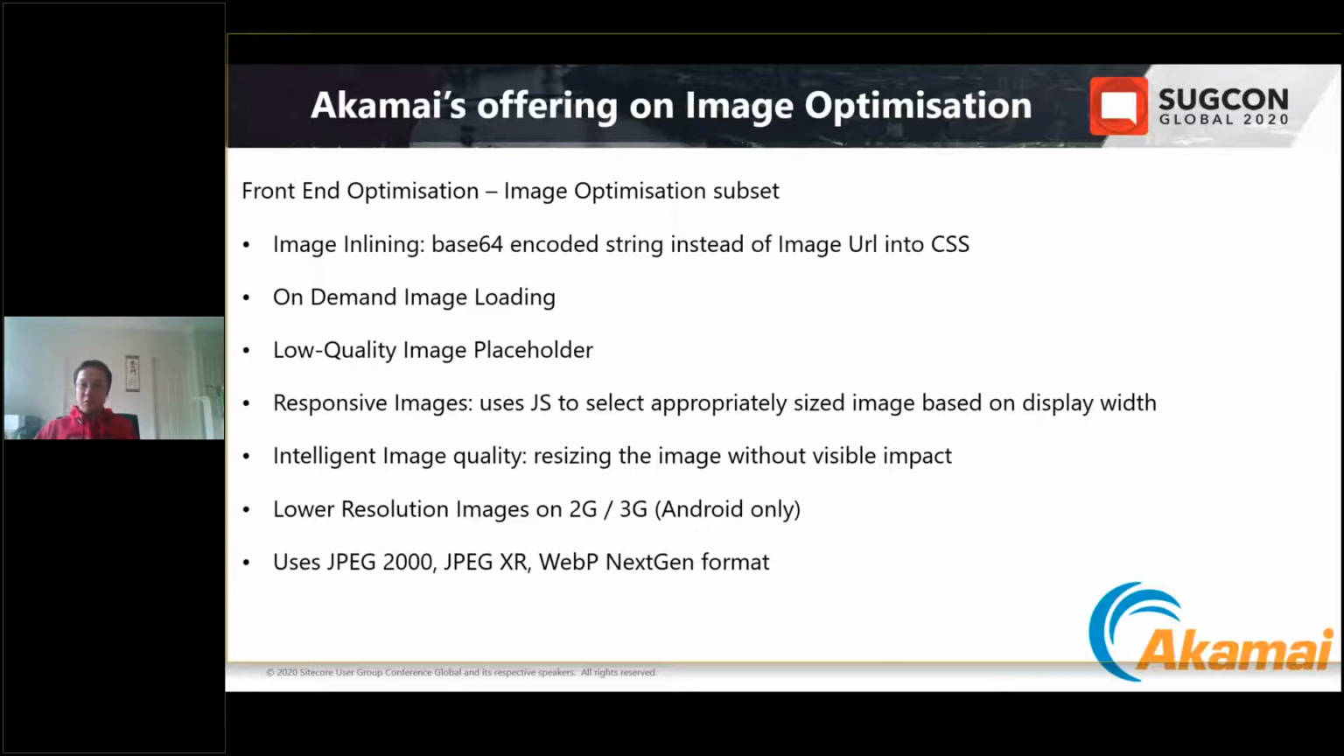Lower resolution images on 2G and 3G. There's a bit of JavaScript available that detects your network connection from the browser, and then it will grab a much lower quality image to replace it. This is only available on Android, not on iOS. It's different from the adaptive image compression from the previous slide. It uses the JPEG 2000 image format for Safari browsers, and also uses JPEG XL and WebP formats for those browsers that support it.